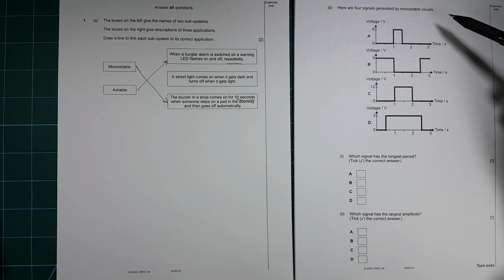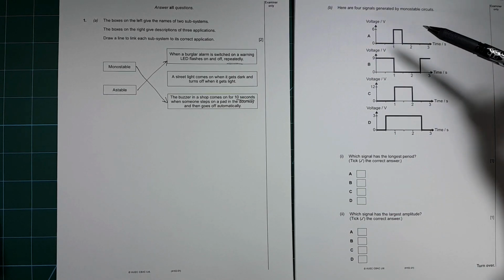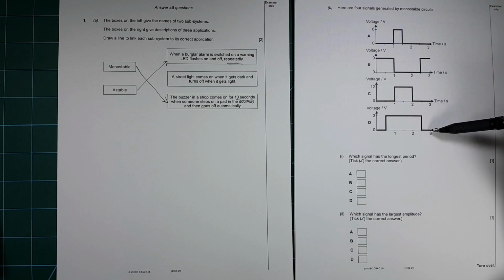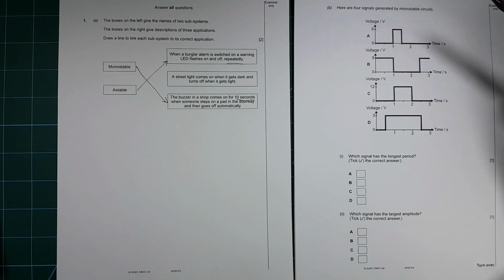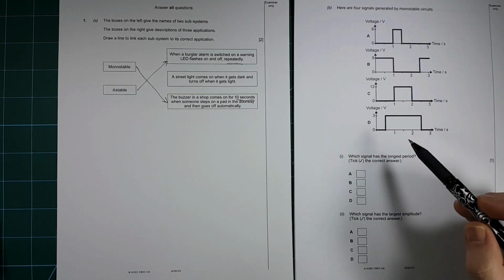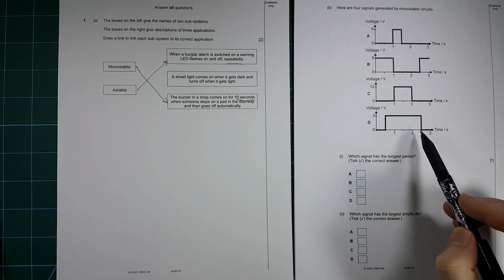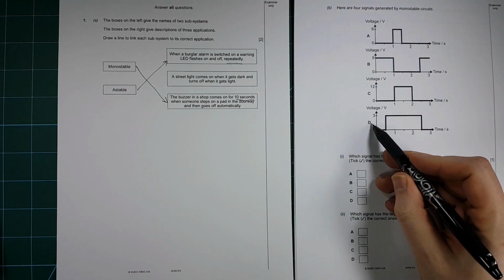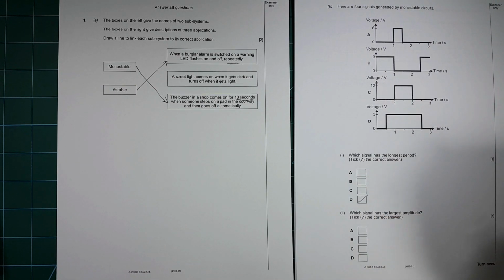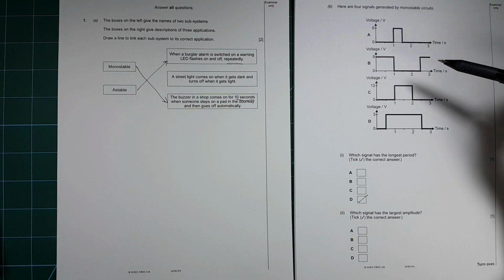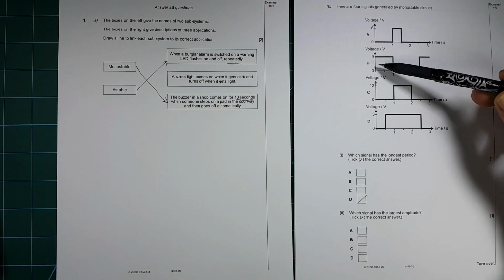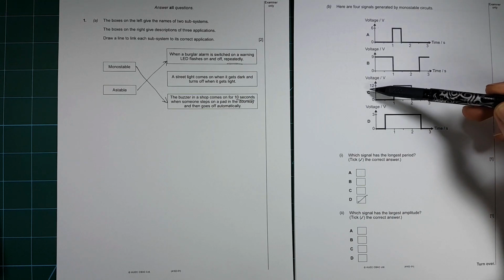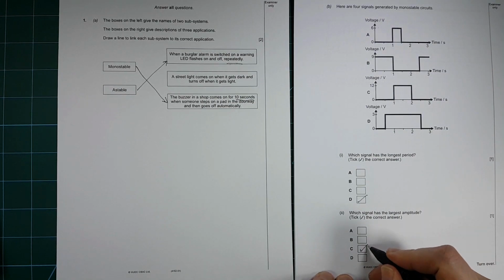There are 4 signals generated by monostables. Just quickly check the scales. They're all the same time scale, but they're not the same voltage scale. Which one has the longest period? So that'll be the one that's widest, this one, which is 2 seconds. So that's D. And which signal has the largest amplitude? It's the one that's tallest, which is this one, 12 volts here, compared with all of those, so it's C.